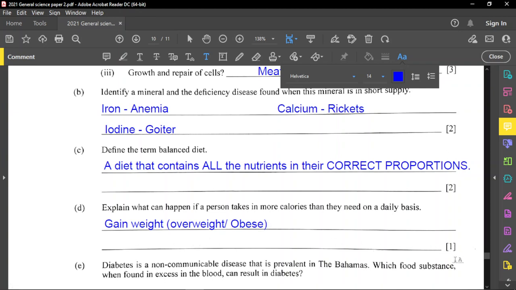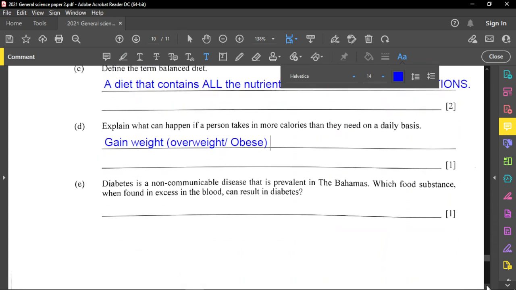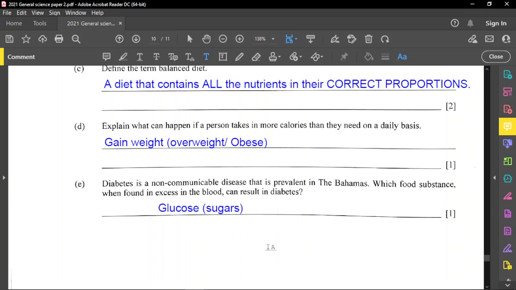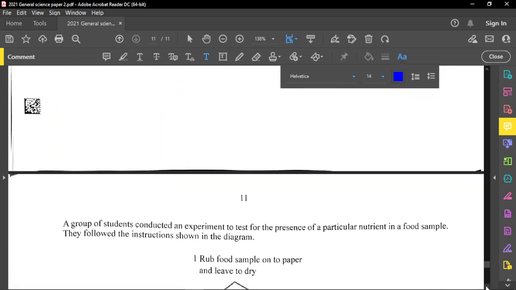All right, so part E of this question. Diabetes is a non-communicable disease that is prevalent in the Bahamas. Which food substance, when found in excess in the blood, can result in diabetes? And this is glucose. Glucose is the name of that substance. I'm going to put sugars because glucose is a sugar. But glucose is the answer. Glucose or sugar. So too high a blood sugar level leads to diabetes.